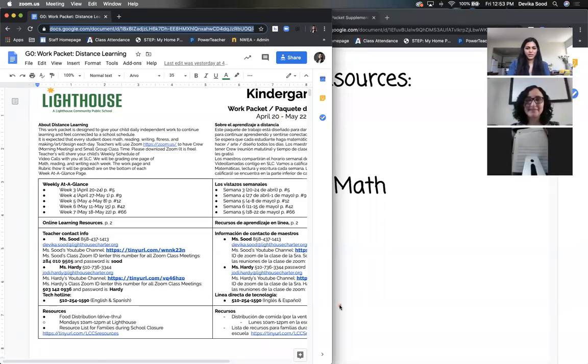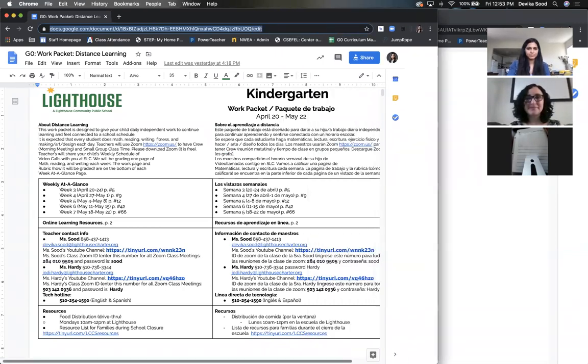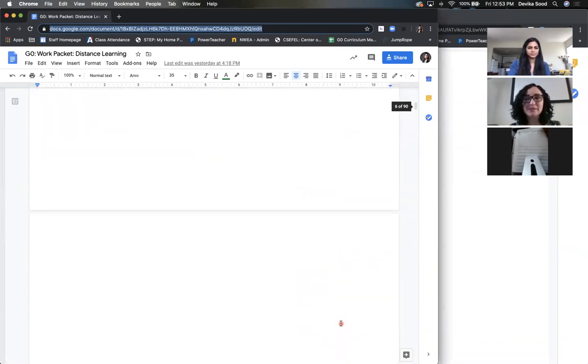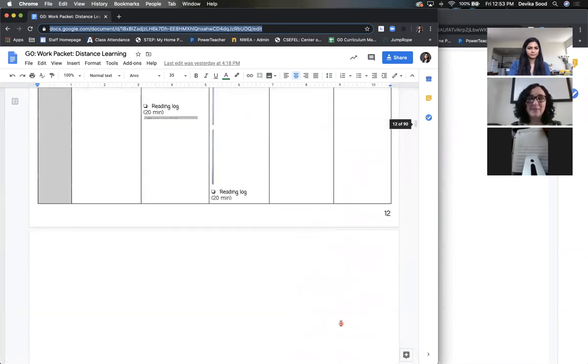This is how to do the week 6 tree writing pages. Eso es cómo vamos a hacer la escritura para la semana 6. Las páginas de escritura para la semana 6. Okay, so looking at your weekly packet at week 6. Cuando miren su paquete de la semana 6.